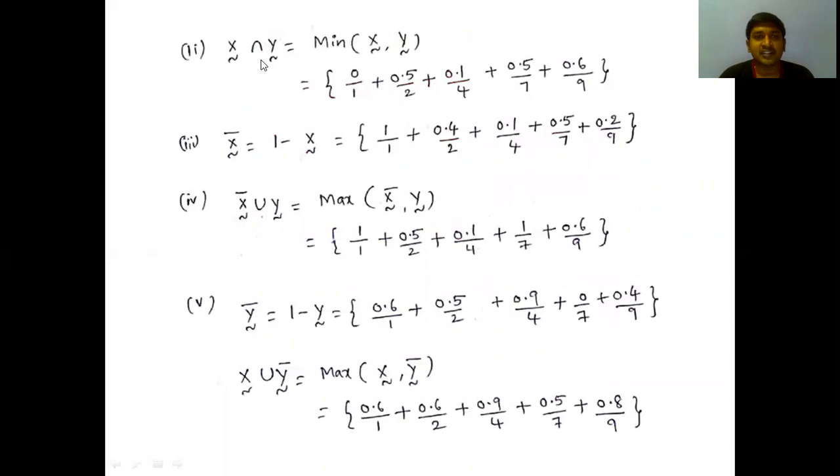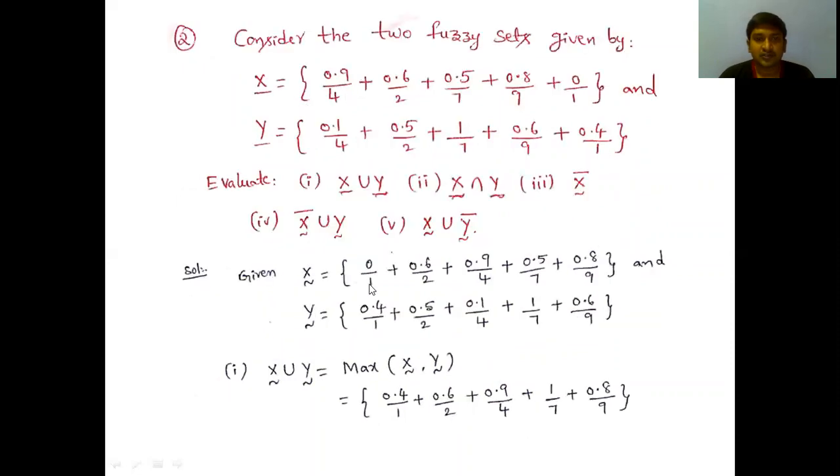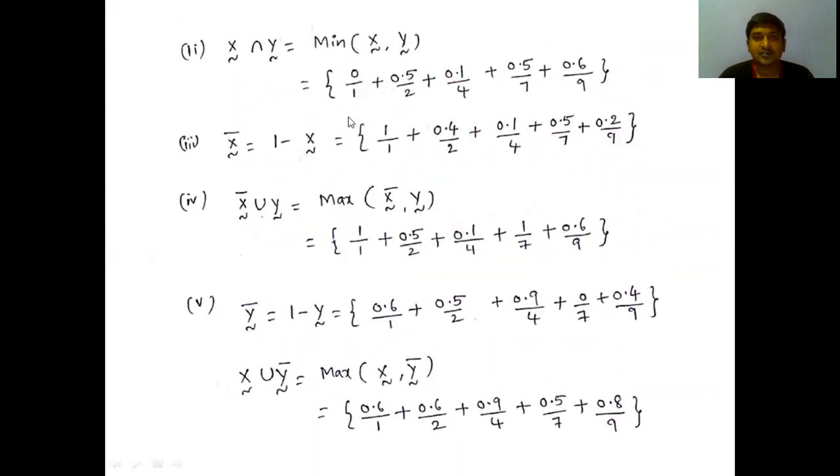Similarly, intersection operation between fuzzy x and y. So how to write minimum of x comma y? So the minimum membership values are represented here. So observe here the minimum values 0, and here 0.5, and here 0.1, and here 0.5, and here 0.6. So which is the answer.